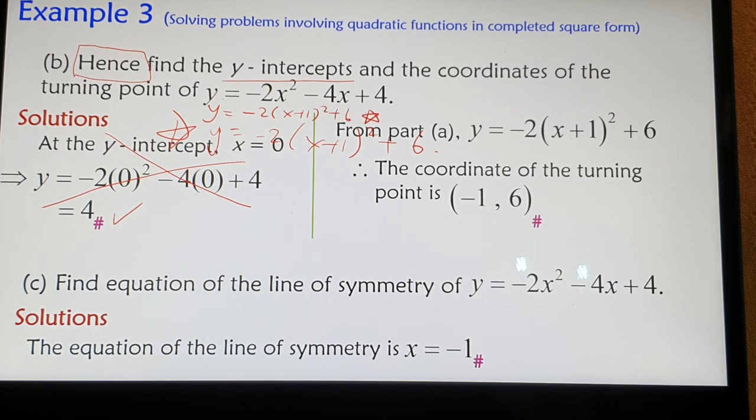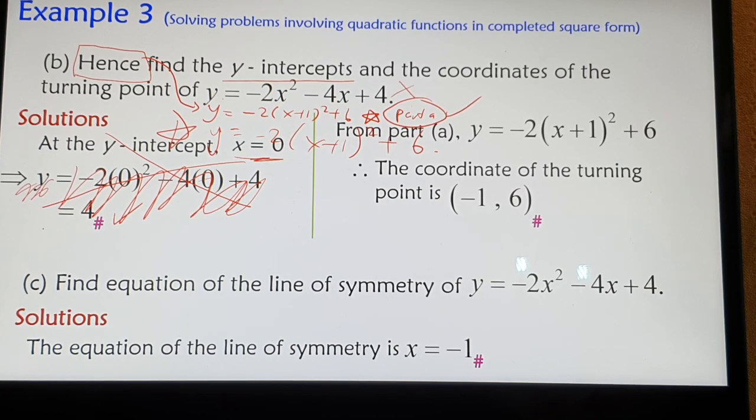You must use this one. Why? Because, hence, this is the result from part A. Okay? So you cannot use this. You cannot use this. So what's the actual correct working to use? I erase this. It's correct to sub in x equals 0, but you must sub in x equals 0 into this equation and not this equation.